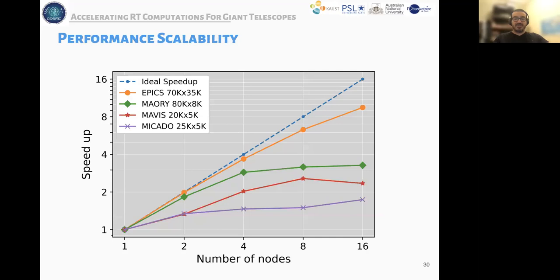We looked also at performance scalability. For that, we look at various instruments that I introduced in the beginning, which basically highlight different matrix sizes. And we increase the number of A64FX nodes up to 16. And we can see that we are able to maintain close to ideal speedup for large matrices of this EPIC instrument, for instance, with this orange line here. And MAVIS is not able to scale up simply because we are not able to saturate the bandwidth on each of those nodes efficiently.